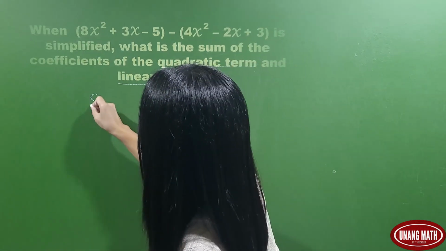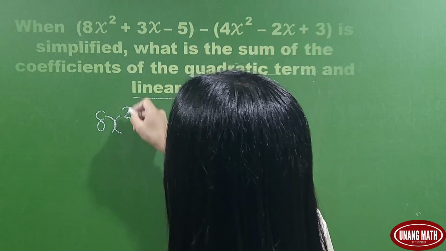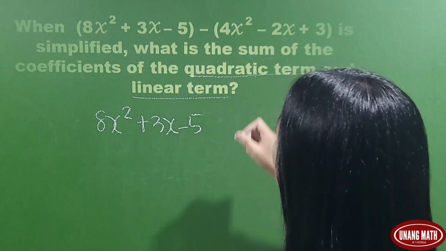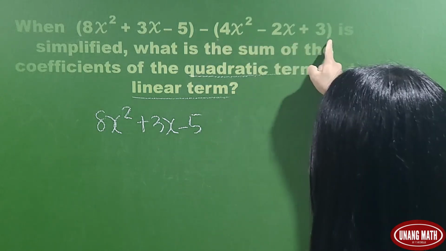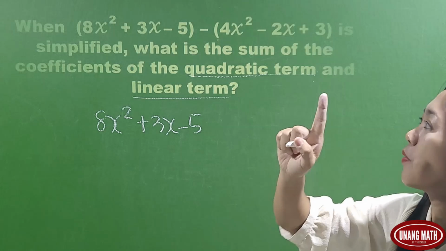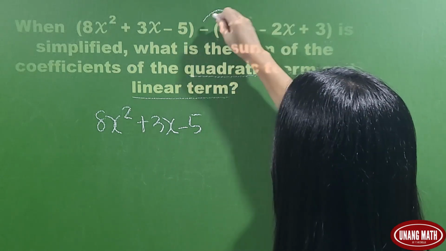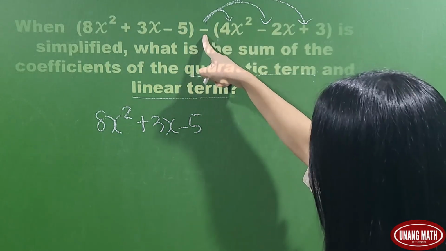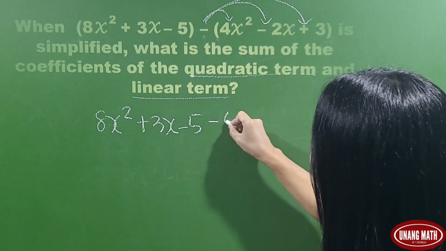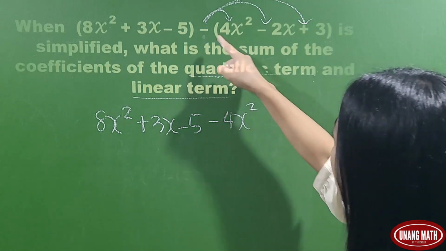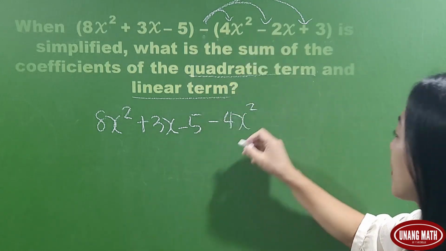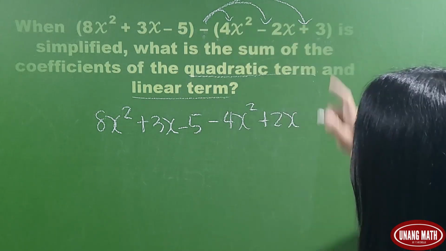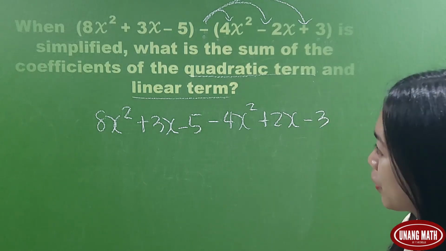So this is 8x squared, okay, plus 3x minus 5. Okay, this parenthesis should be removed, and we can do that using distributive property. So this is negative times 4x squared, that would be negative 4x squared. Negative times negative 2x, that would be positive 2x. And negative times 3, that would be negative 3.